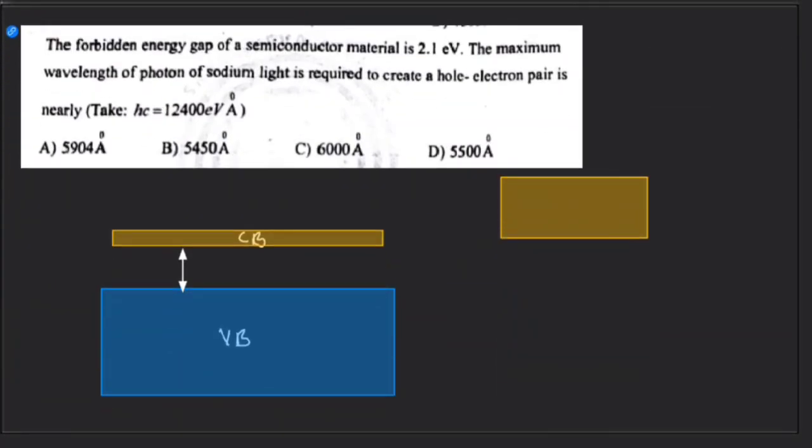Right. Next one. The forbidden energy gap of a semiconductor material is 2.1 electron volt. The maximum wavelength of photon of sodium light required to create a hole electron pair is nearly. So this is the valence band of silicon, this is the conduction band of silicon.